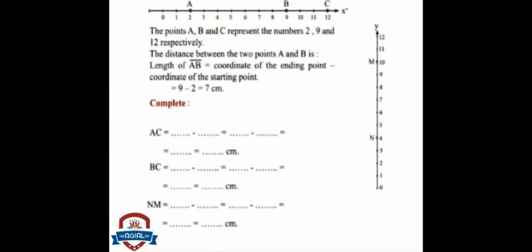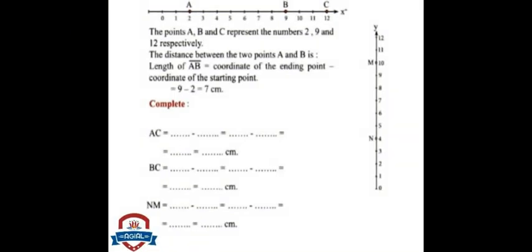And now let's try to solve some exercises. Exercise 1. The points A, B and C represent the numbers 2, 9 and 12 respectively. The distance between the 2 points A and B is the length of line segment AB, which equals the coordinate of the ending point minus the coordinate of the starting point. So the distance between A and B equals the end point 9 minus the start point 2. So 9 minus 2 equals 7 centimeters.